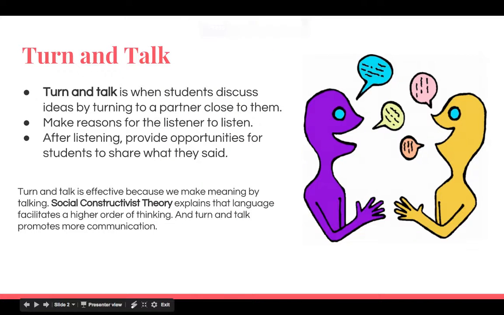Our first strategy today is turn and talk. Turn and talk is when students discuss ideas by turning to a partner close to them. Teachers will make reasons for the listener to listen. After listening, the teacher will also provide opportunities for the student to share what they said. Turn and talk is effective because we make meaning by talking. Social constructivist theory explains that language facilitates a higher order of thinking, and turn and talk promotes more communication.